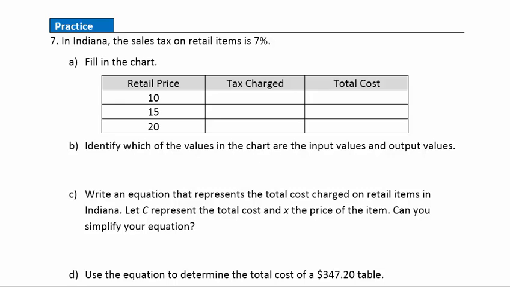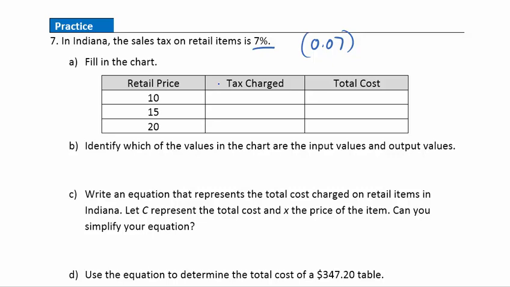Question 7. In Indiana, the sales tax on retail items is 7%. Let's fill in the chart. So 7% tax, that's going to give us 0.07 as a decimal. All right. So we're going to take $10 times 0.07.